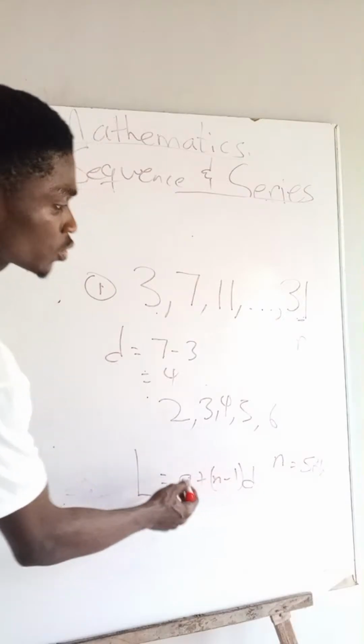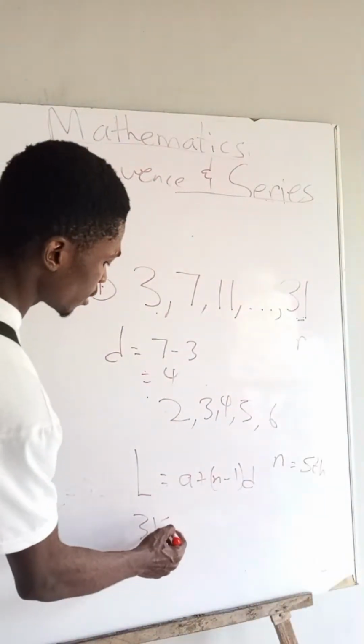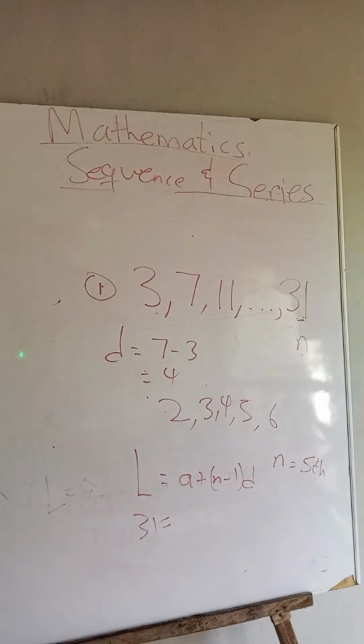Now you're looking for n. So you substitute 31 here, I mean solve it. What's your answer? 8. So there are 8 terms, right? So that is it. That's how to find the number of terms whenever they ask you to.